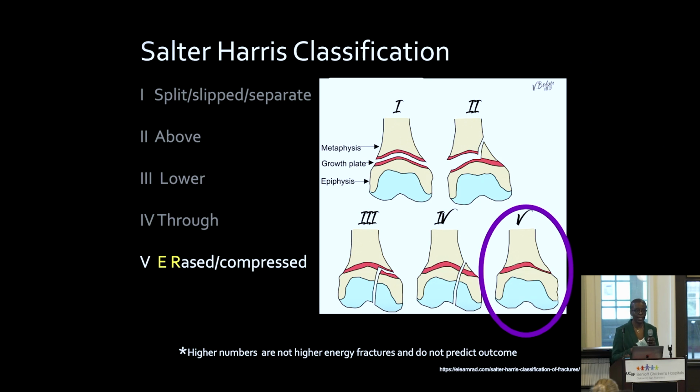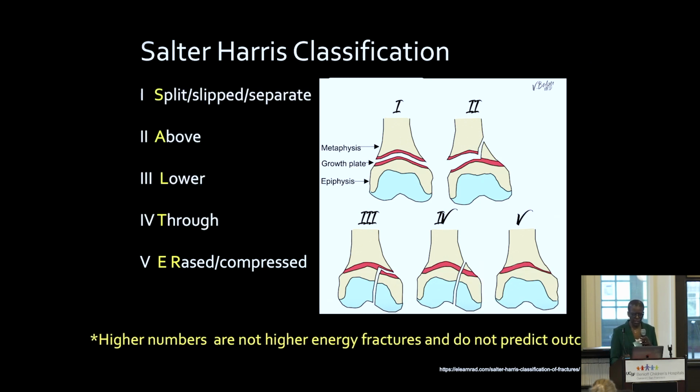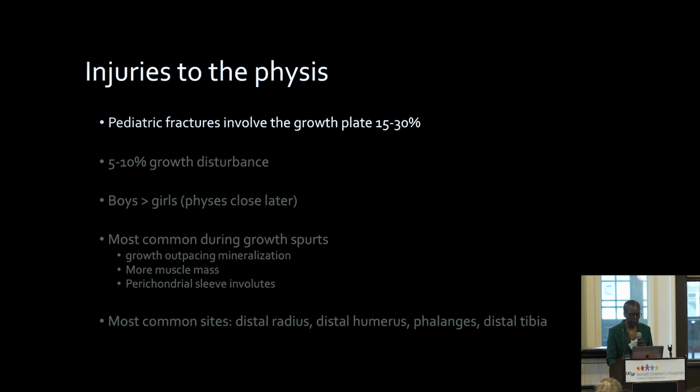So children will come back in later and then we'll realize that they must have had an injury. And the higher numbers, initially they were thought to denote higher energy fractures, but that's not true, and they don't necessarily predict outcome. So injuries to the physis in children involve the growth plate up to 30% of the time. 5 to 10% of these can result in growth disturbance. It's seen in boys more so than girls because in boys the physis closes later.